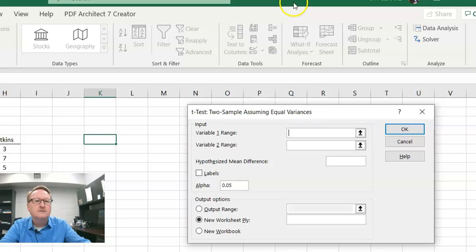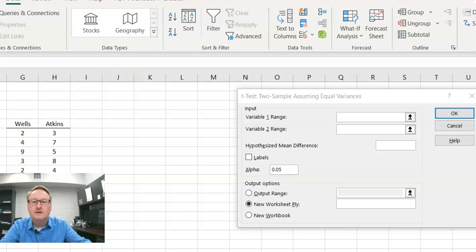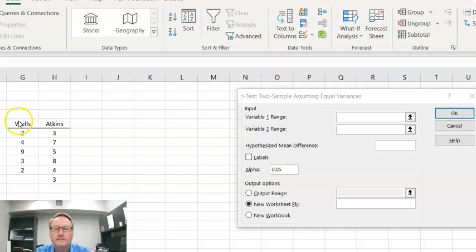Okay. Now it's going to ask me where my variable input is. Let's see if I can get this over here so we can see it. Okay, so here's my data. I'm going to choose the heading as well.